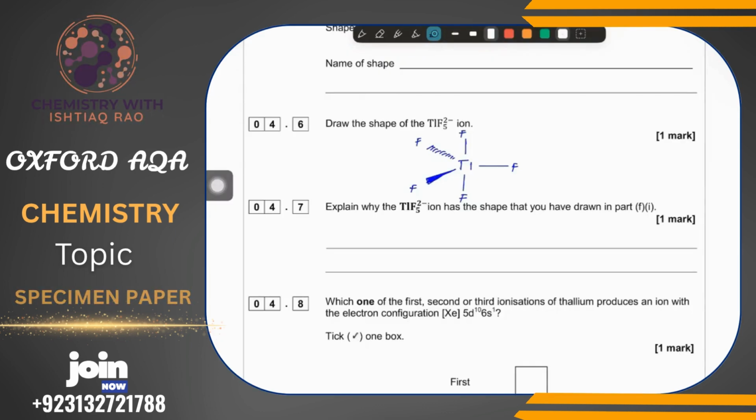Okay, so explain why the TiF2 minus ion has the shape that you have drawn in part 1. It's trigonal bipyramidal, right? So why is this so? Due to it having 5 bond pairs and no lone pairs? Yes. So there are 5 bond pairs.